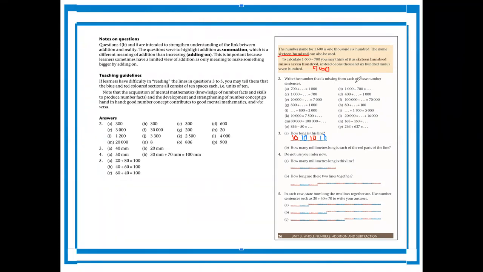What is the number that is missing from each of these number sentences? Okay, I'm going to leave these questions up to you guys. Remember, if you can't see how many little lines there are here, we've been told that there's 10 of them.